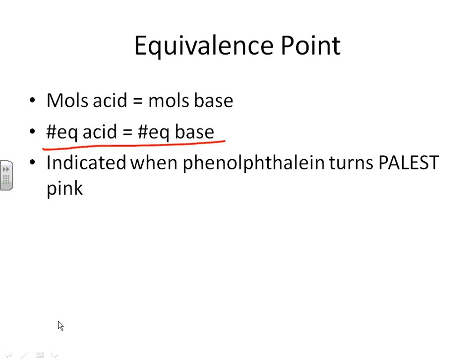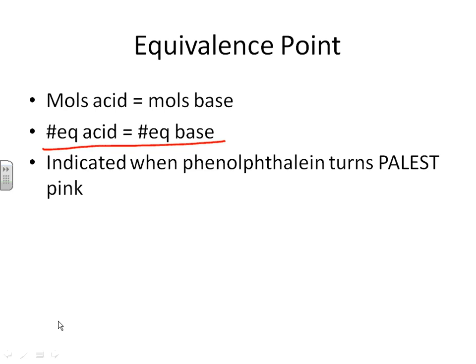This is going to be part of your precision for this lab. We are not looking for fuchsia. We are not looking for hot pink. If it's hot pink, I'll probably tell you to scrap the entire trial, to dump your waste and start over again and not use those numbers. We want an equivalence point with a palest phenolphthalein pink possible.